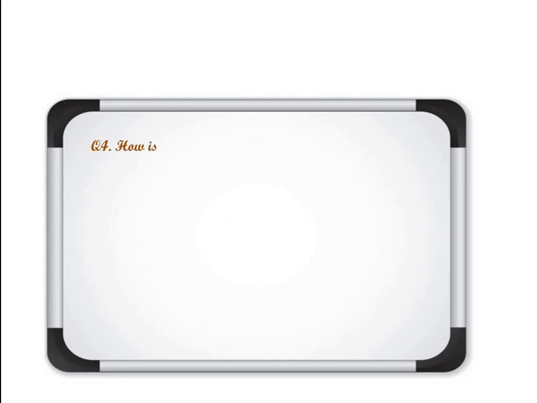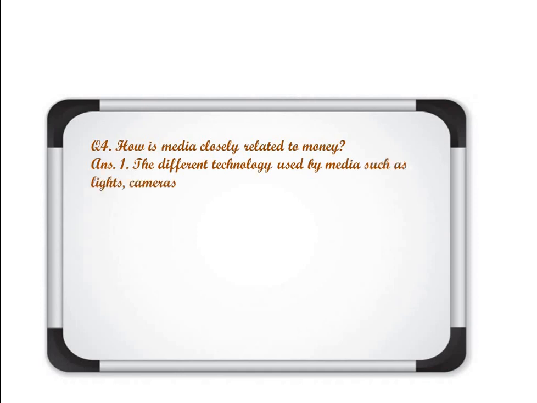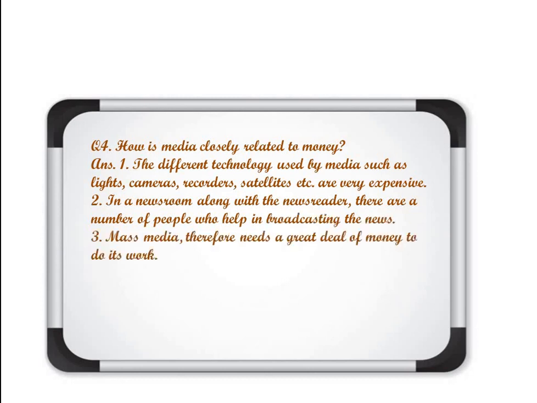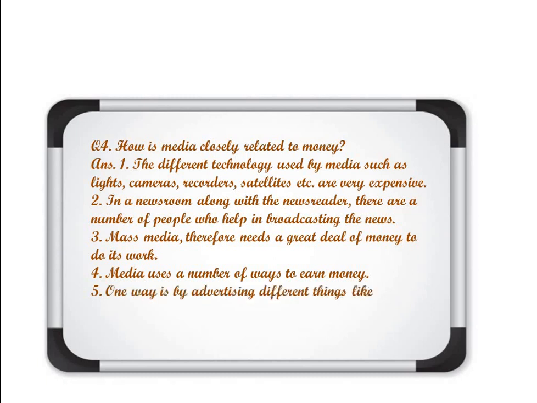Number 4. The question was, how is media closely related to money? Its answer is number 1. The different technology used by media such as lights, cameras, recorders, satellites, etc. are very expensive. Number 2. In a newsroom, along with the newsreader, there are a number of people who help in broadcasting the news. Mass media therefore needs a great deal of money to do its work. So that's why it is closely related. Media uses a number of ways to earn money. One way is by advertising different things like cars, chocolates, clothes, shoes, etc.